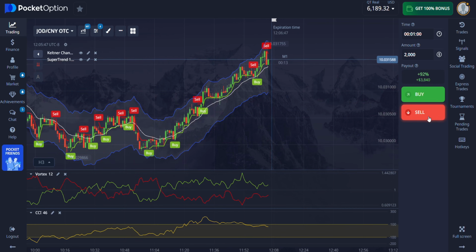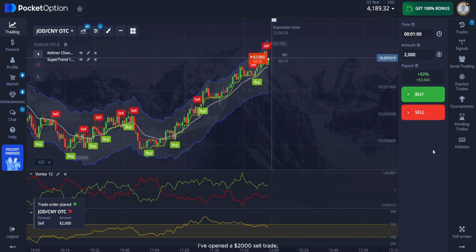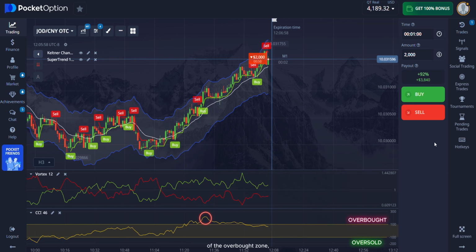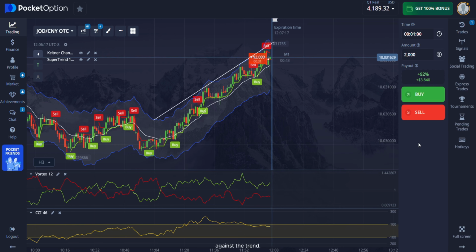Alright friends, I've opened a $2,000 sell trade going against the main trend. Here's the logic behind the entry. First, the CCI shows the price gradually falling out of the overbought zone, which suggests that buyers are losing momentum. Secondly, that strong impulsive candle signals a shift in sentiment, the beginning of a pullback. Moreover, the Supertrend indicator issued a sell signal, confirming the setup. All these reasons are enough for me to take a position against the trend.